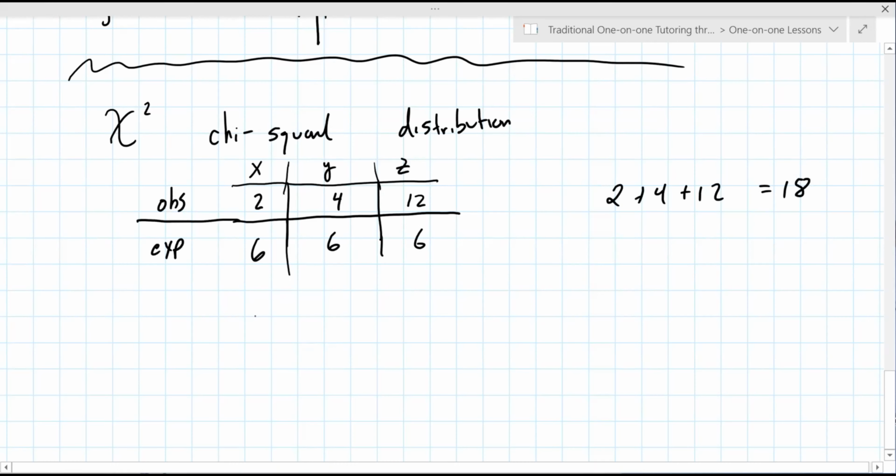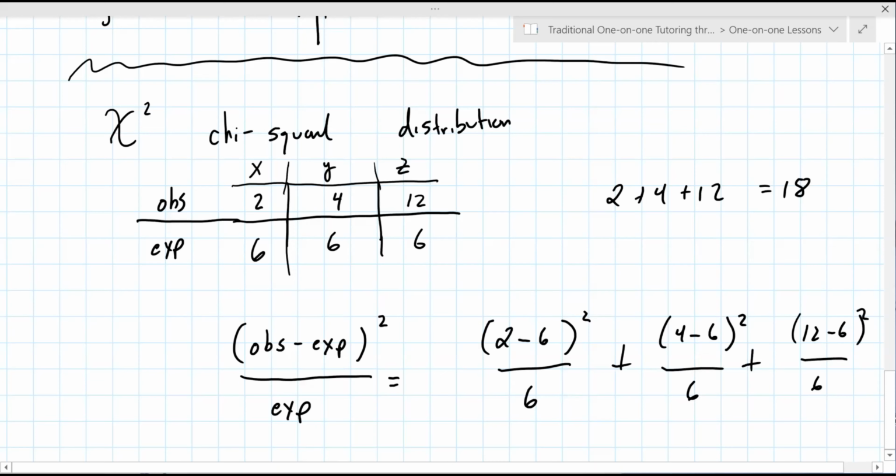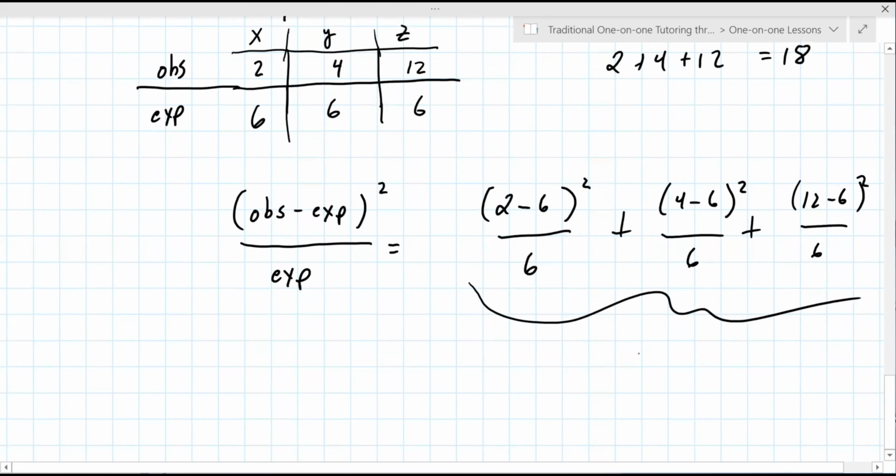There's a formula that says to take the observed minus the expected, squared, over the expected. Oh. So for example, it would be (2 - 6) squared over 6. And then you do it for all of them. So it'd be (4 - 6) squared over 6, (12 - 6) squared over 6. You add these together, you get a number, and you basically compare it to something. Okay. That's a lot simpler than I imagined.